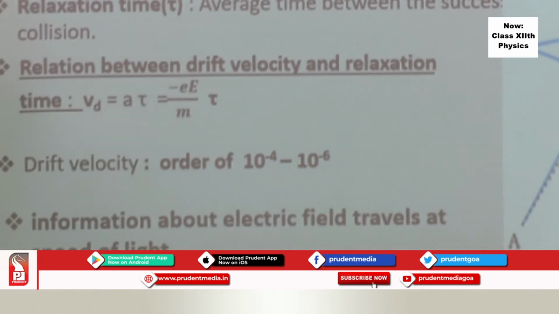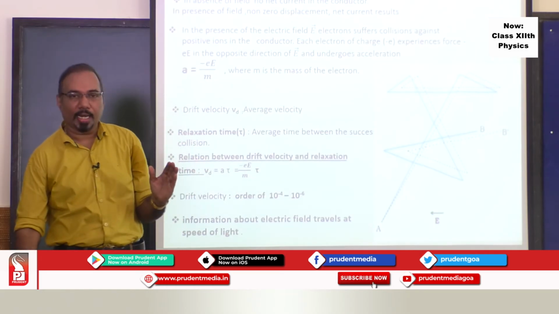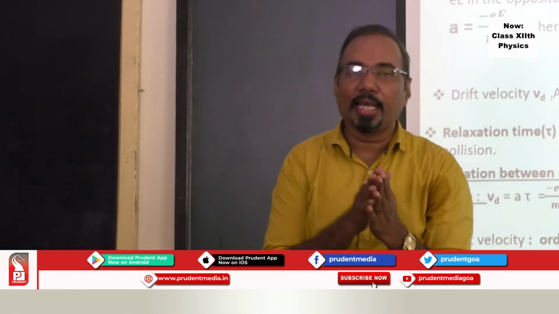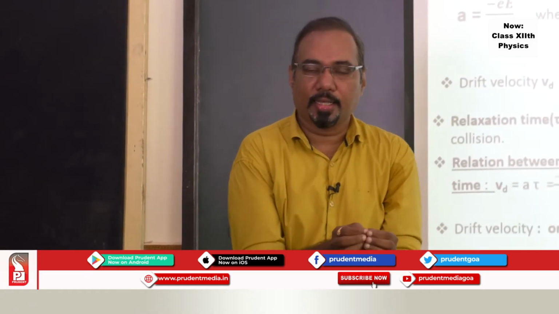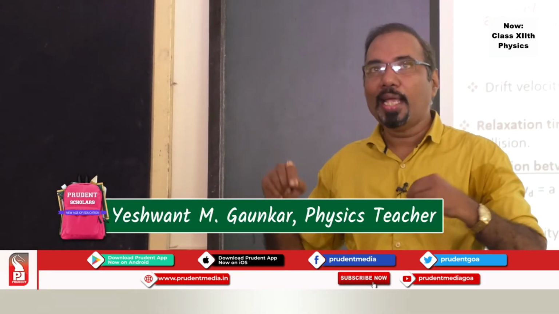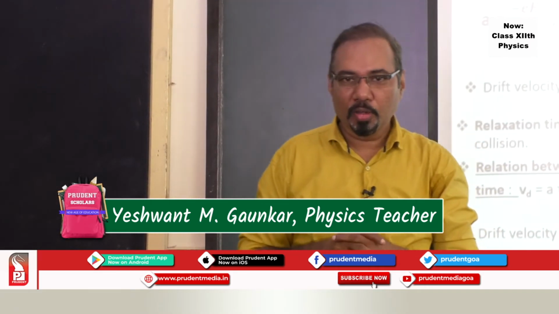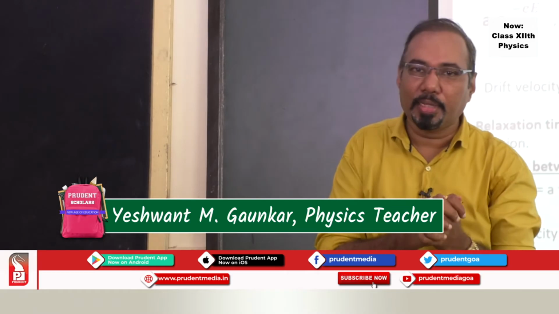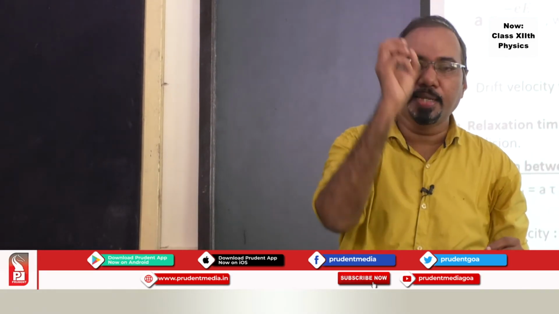So drift velocity is very, very small when the electric field is set up in the conductor. The question will arise in your mind: if drift velocity is so small, then when you put on the switch, why is the current established immediately? What exactly is the reason behind it? When you put on the switch, you get a current established in the circuit immediately.